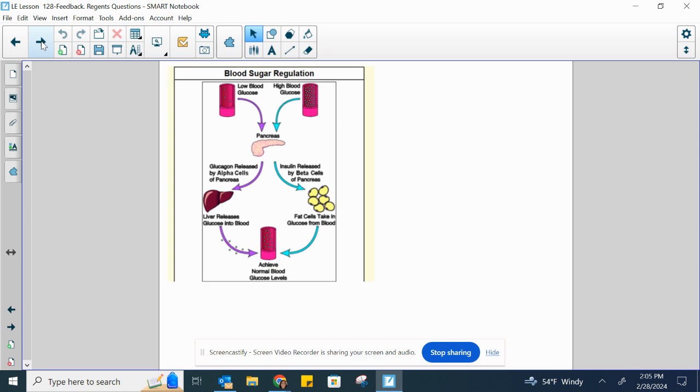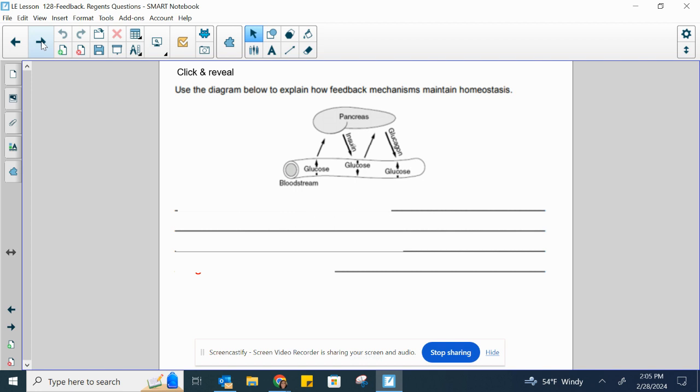We've seen this diagram already before. We've talked a lot about how the pancreas works to regulate glucose, but let's think about what the steps are. This is an example of a Regents question about feedback mechanisms. Using the diagram below, explain how feedback mechanisms maintain homeostasis. So why don't you right now pause this video and write down your ideas. Go ahead and hit pause.